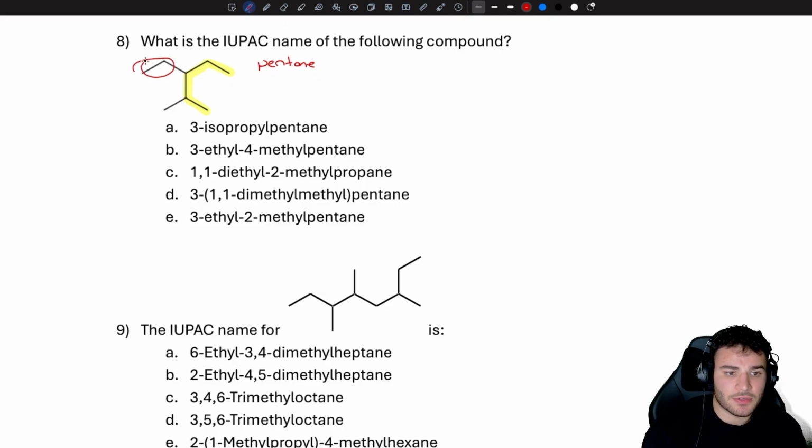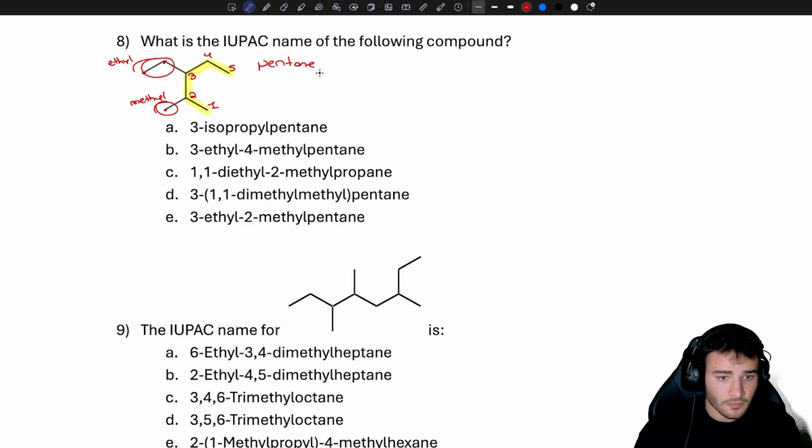Okay, and we have 2 substituents, one over here, one over here. Okay, this one has 1 carbon, and so we'll call this a methyl. And this one has 2 carbons, and we'll call this an ethyl. Okay, and let's figure out our numbering. So if we number from this way, we'll have 1, 2, 3, 4, 5. Okay, and so our substituents would end up with the numbers 2 and 3. And if we numbered from this direction, we would end up with 1, 2, 3, 4, 5. And so our substituents would end up with numbers 3 and 4. And so clearly the first way was correct.